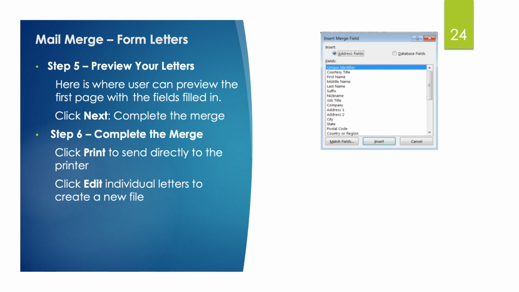So step 5, preview your letters. So you can preview the first page with the fields filled in. And then in step 6, complete the merge. Click Print to send directly to the printer. You can click Edit individual letters to create a new file.